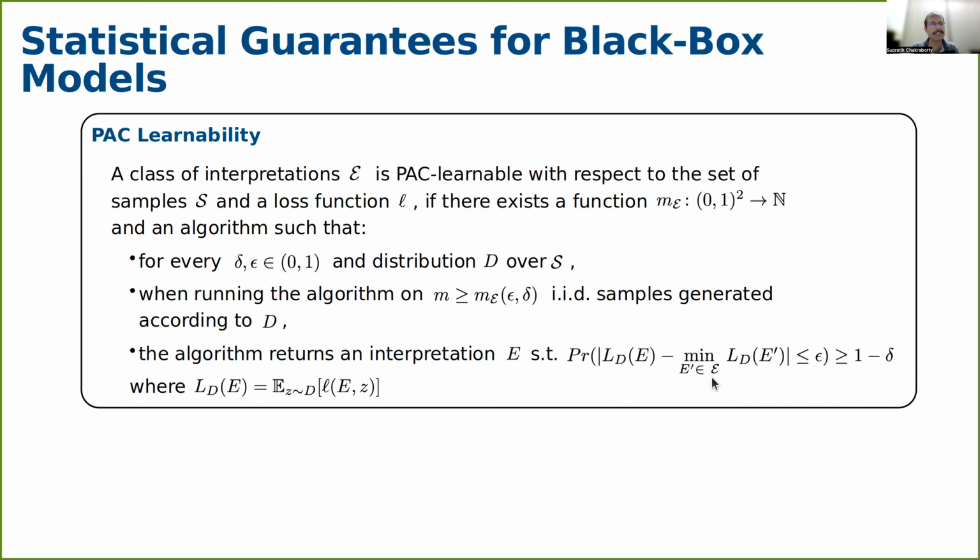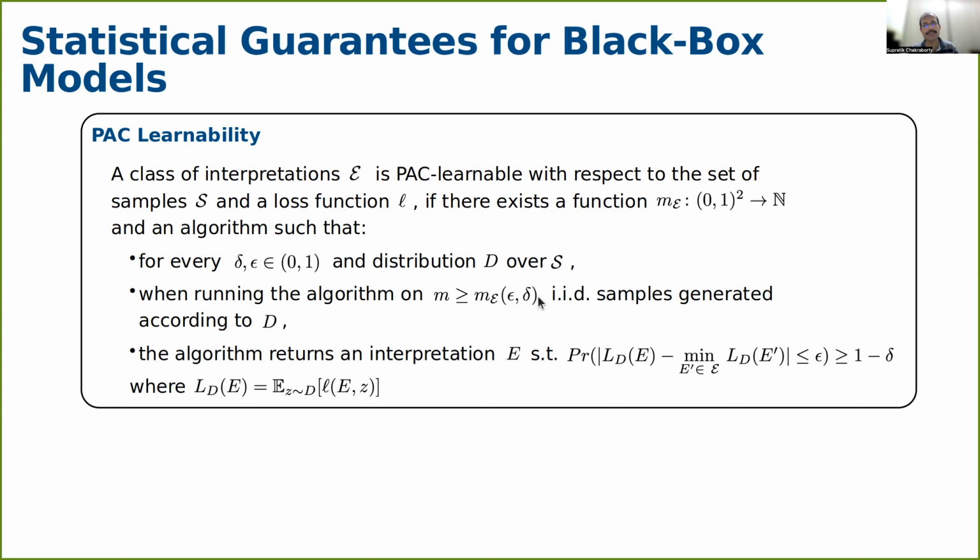So PAC learning is basically saying that you have a class of interpretations, and you want to choose the best interpretation from within that class over all samples. But then you can't look at all possible samples. So what you do is you look at a small subset of samples, and with respect to that subset of samples, you find the best interpretation.